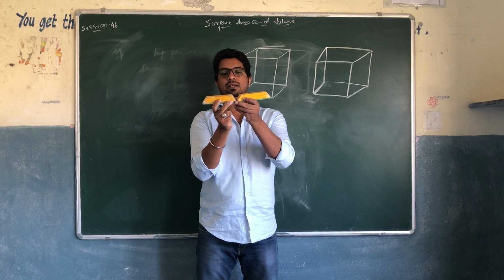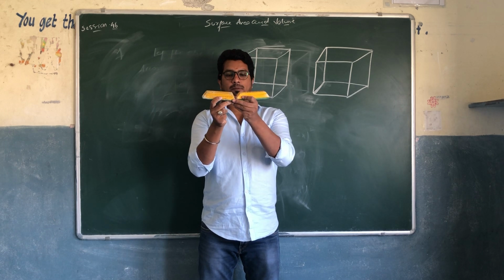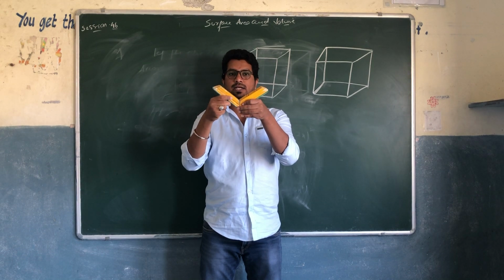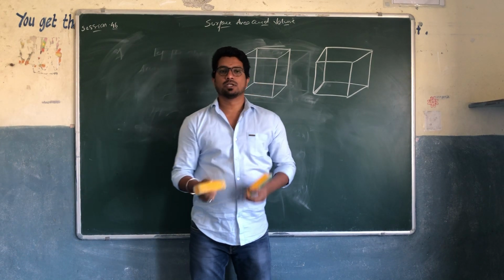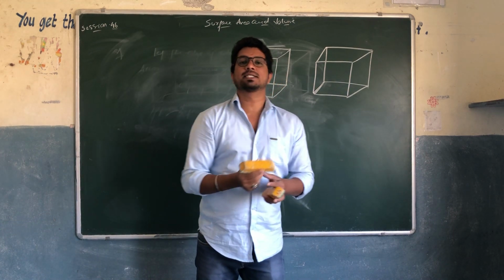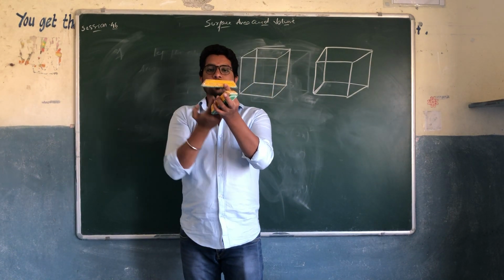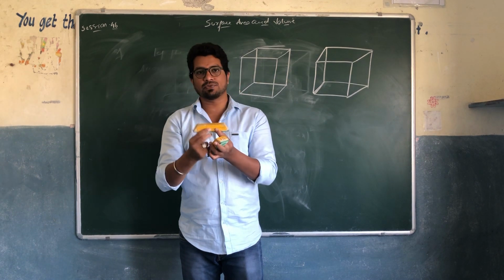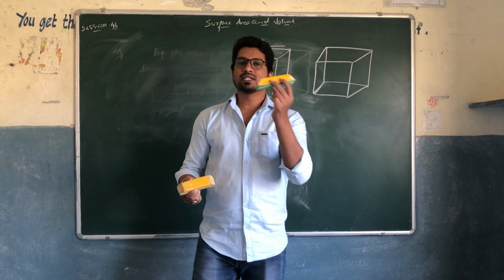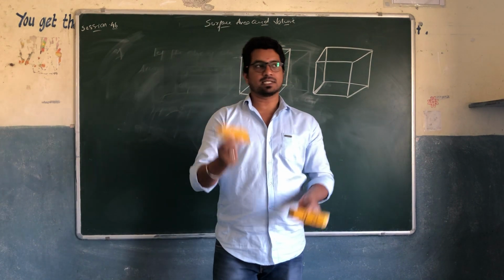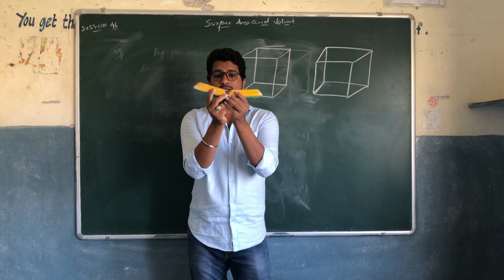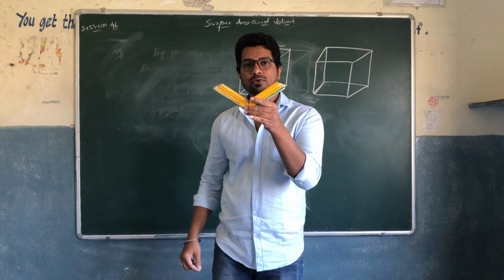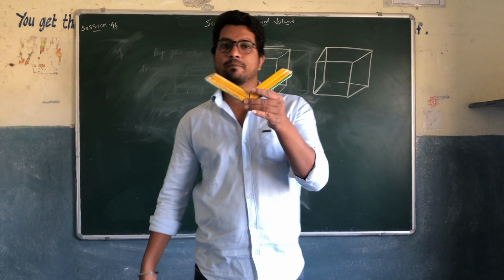What happens then if we join like this? These two faces will be invisible, right? Initially a cube will have 6 faces, right? 1, 2, 3, 4, 5 and 6. Even this cube will have 6 faces. When I join like this, how many faces do we have now?